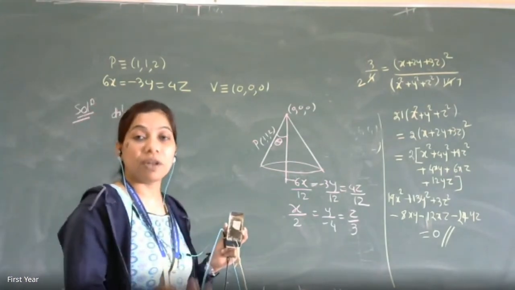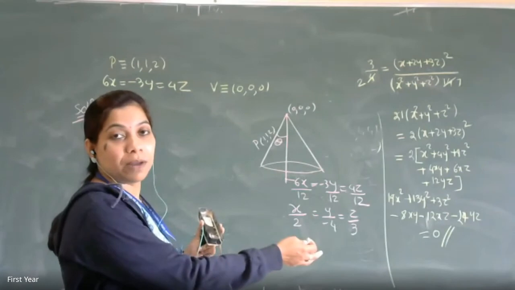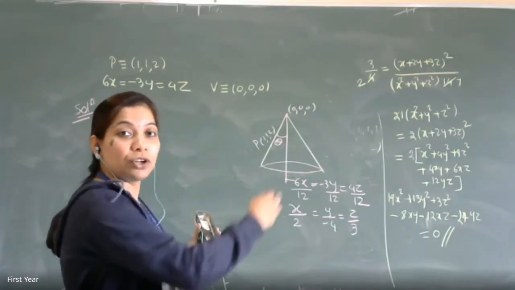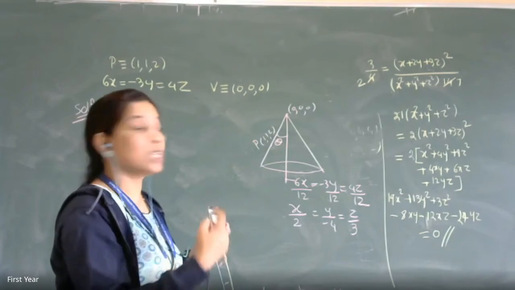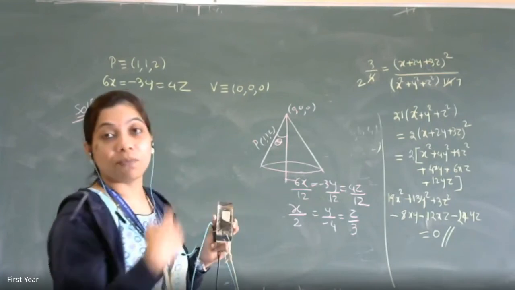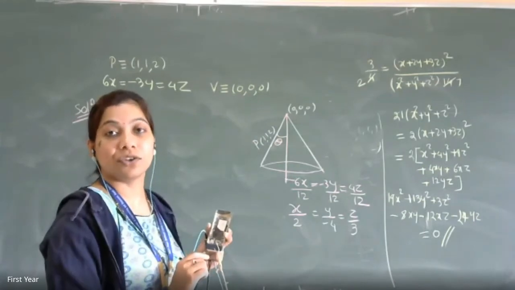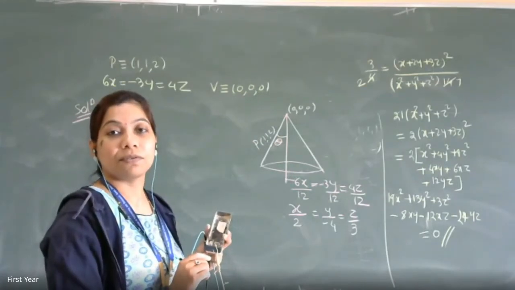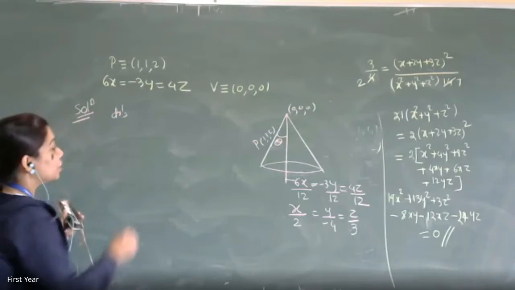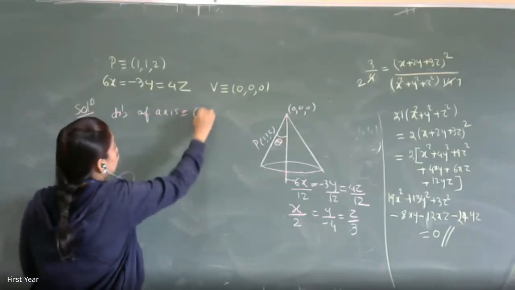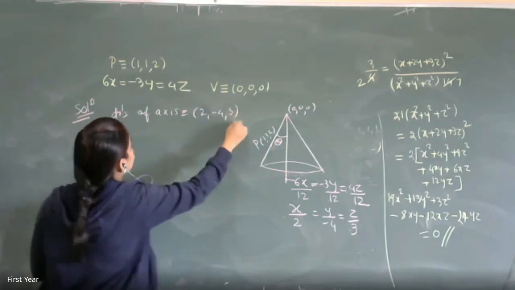So whether you write 1 by 6 or you multiply by 12, you get the same answer. But while doing the calculation of cross multiplying 1 by 6, then minus 1 by 3 and 1 by 4 will become tedious. That's why take the LCM, divide and get the numbers in integers. So direction ratios of axis are now 2, minus 4, 3.